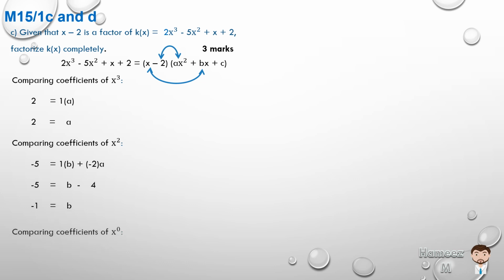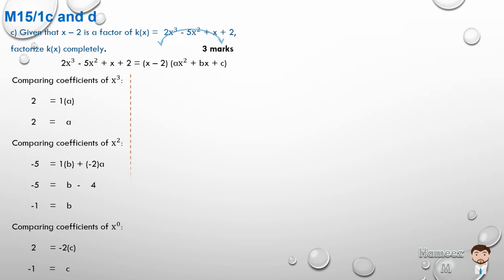And let's compare the coefficients of x to the power 0. On the left hand side, that is 2. And on the right hand side, it will be the last term of the linear times the last term of the quadratic. So it will be minus 2 times c. So if we want c, it will be 2 divided by minus 2, which is minus 1. So we found a, b, and c. So we can now rewrite it. That is equal to (x minus 2) by (2x squared, because a was 2, minus x, because b is minus 1, minus 1, that's c).